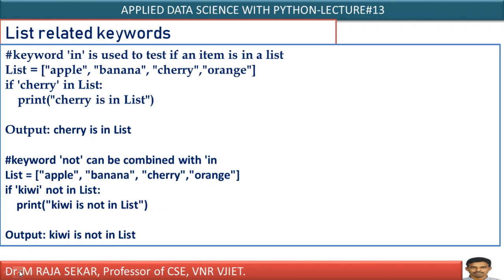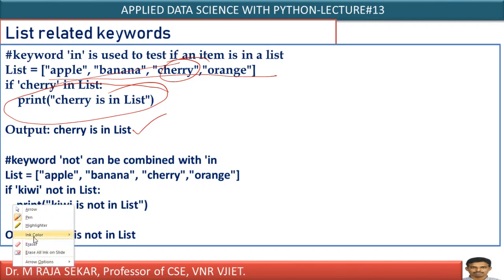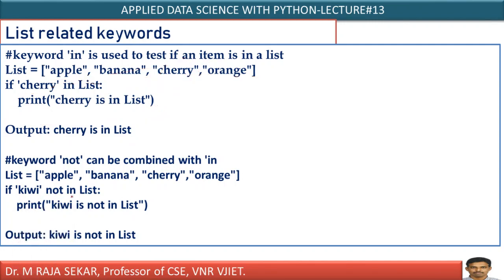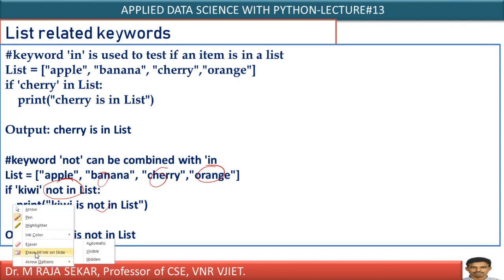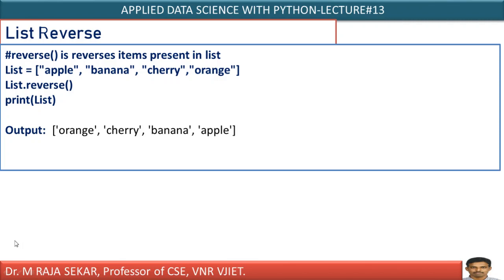Now, we will try to understand keywords like in. The keyword in is used to test if an item is in a list. It's simple. I have a list of elements. First element apple, second banana, third cherry, fourth one orange. If cherry is in list? Yes, cherry is in list. Therefore, as the condition is satisfied, this print will get executed. Therefore, in the output, what will it display? Cherry is in list. In a similar manner, if kiwi is not in list, not in is also a keyword. Is kiwi there? No, it's not there. Therefore, this particular print statement will get executed. Simple thing. One can understand.